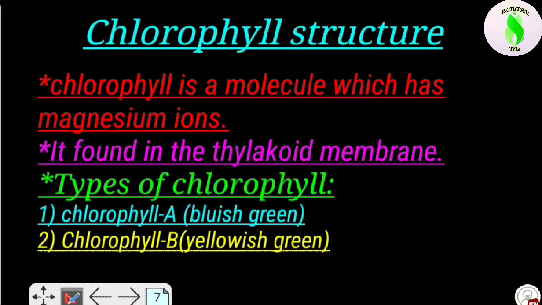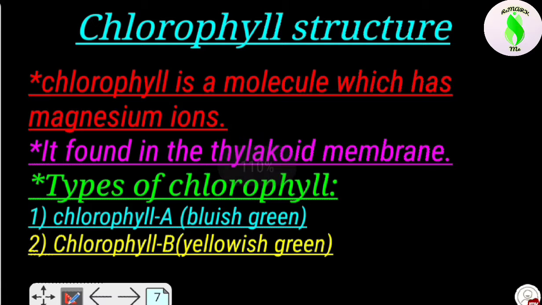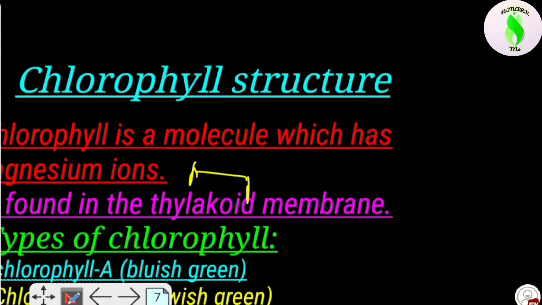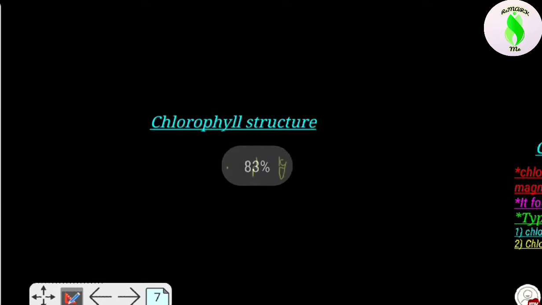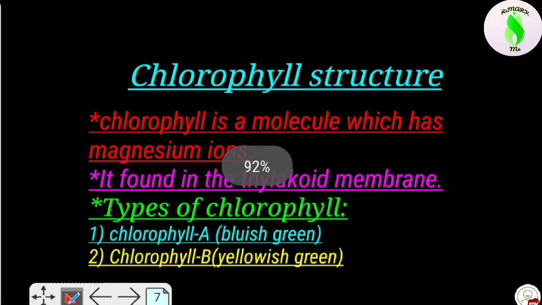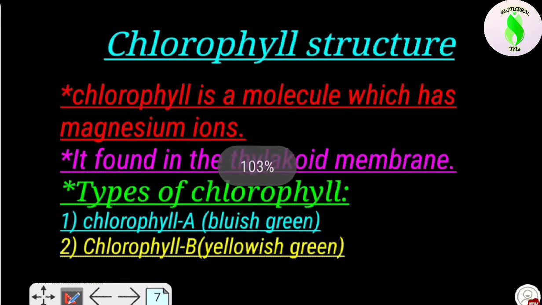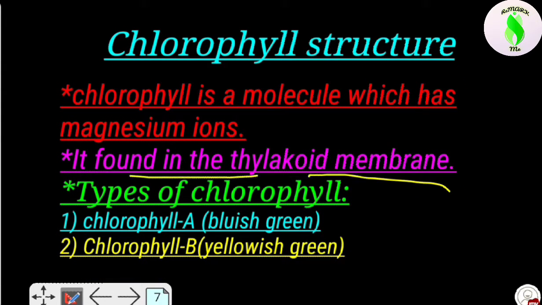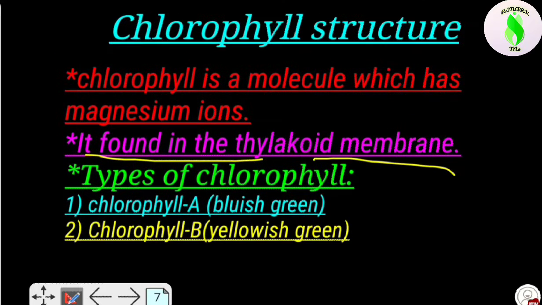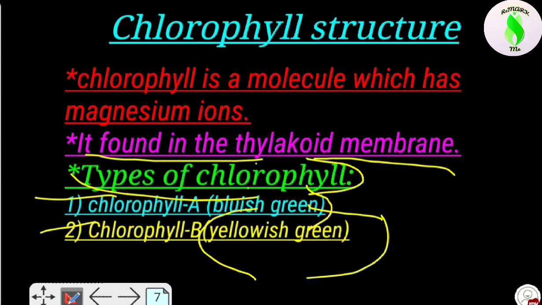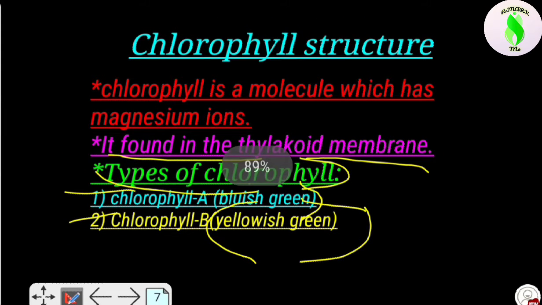So what is chlorophyll? Chlorophyll is a molecule which has magnesium ions. This is the magnesium ion. It is found in the thylakoid membrane, as we already understood. What are the types of chlorophyll? First is chlorophyll A, that is bluish green. Second is chlorophyll B, that is yellowish green. These are the different types of chlorophyll found in the chloroplast.